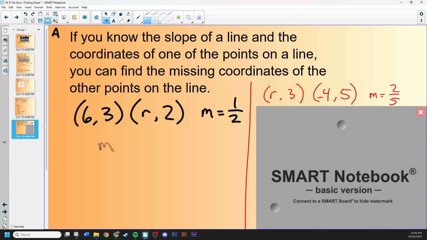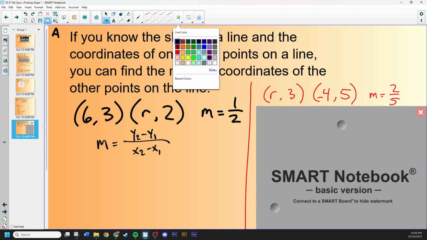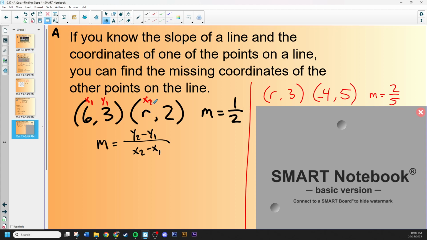So m, actually I'm going to make this thinner. M is equal to, I'm going to put the formula down, y2 minus y1 over x2 minus x1. And I'm going to plug in my values. All right, let me label them this time: x1, y1, x2, y2. All right, let's go ahead and do our formula starter like that, and then let's plug in our values. So in this case, 2 minus 3, and then r minus 6.